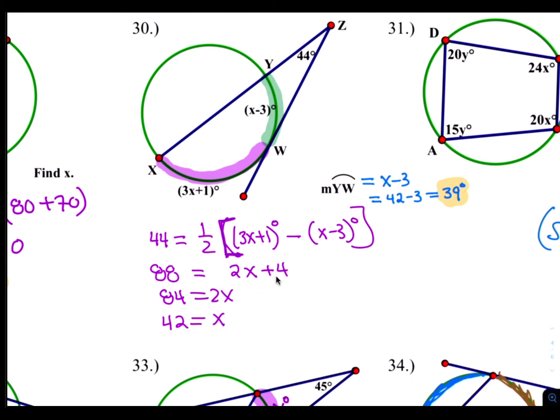So now we subtract 4 from both sides. So 2x is 84, and then divide by 2, x is 42. Now the measure of YW is x minus 3. We plug in 42 for x, and we get 42 minus 3 is 39 for our final answer.